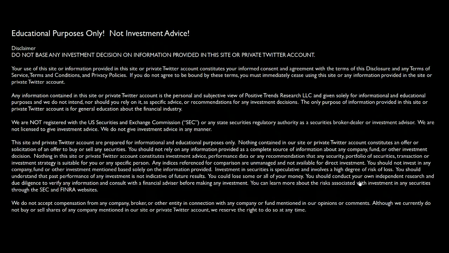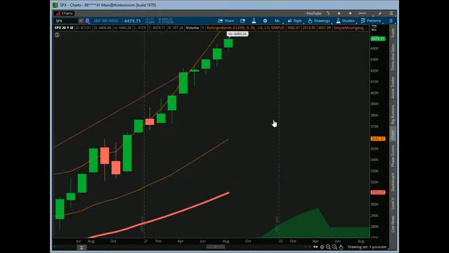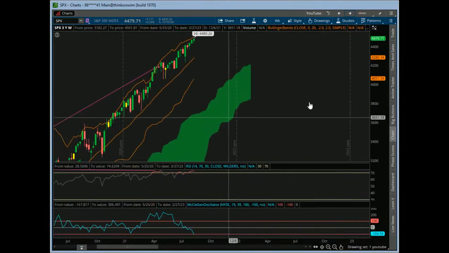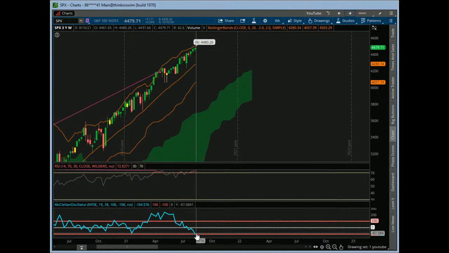So let's get started. All right, guys, so SPX, another drifter up like last Thursday. So up about 11 points here today. Green on the monthly chart, green on the weekly chart. But look at this McClellan oscillator. Doesn't seem to be trusting it too much. Really kind of pulling back here.